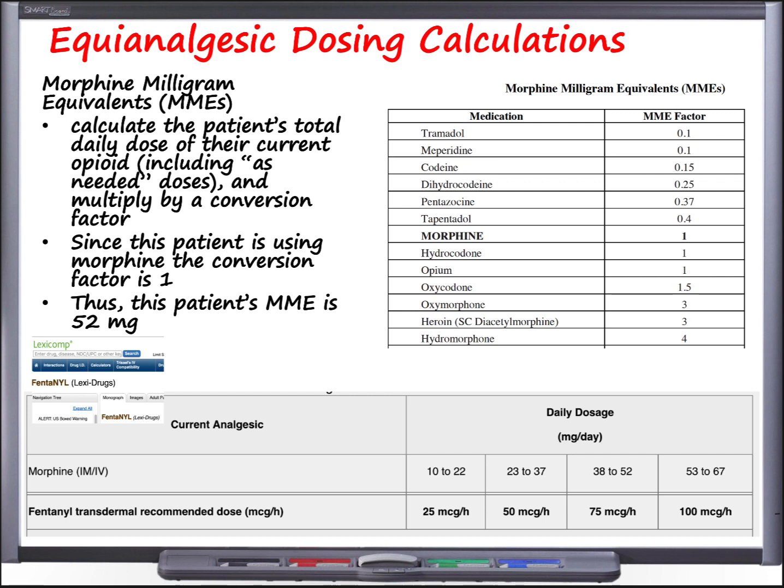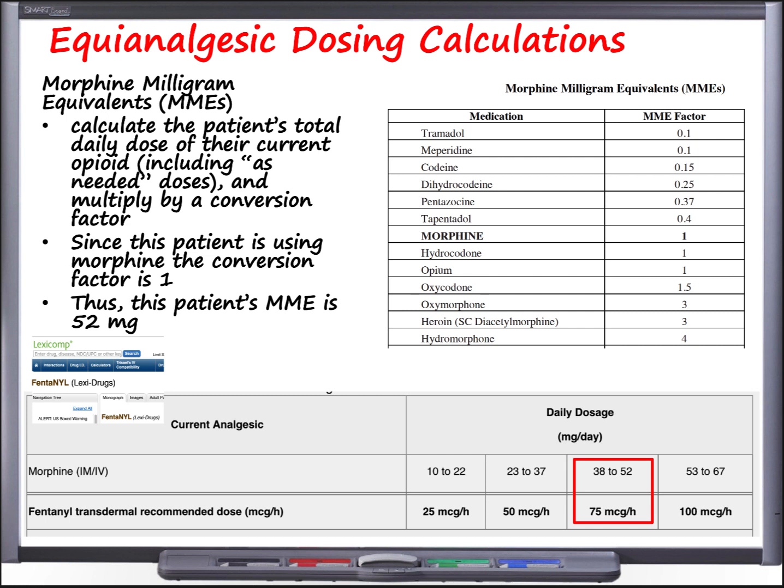That basically, for a variety of different current analgesics and the dose, gave me the corresponding strength of the fentanyl patch to switch to. So if we look for morphine, and we're giving it IV, it gives on the right-hand side different total daily doses.